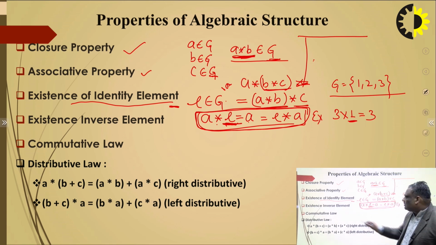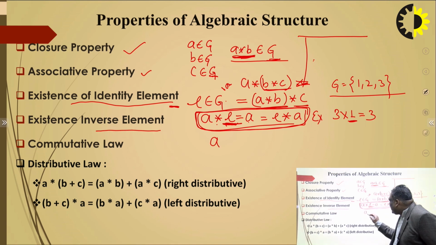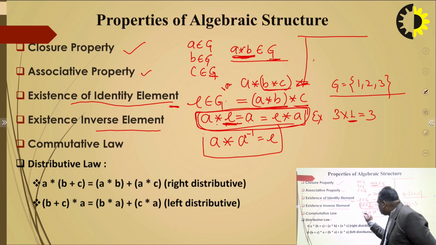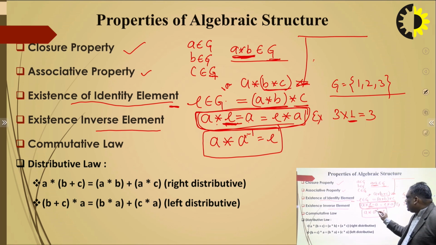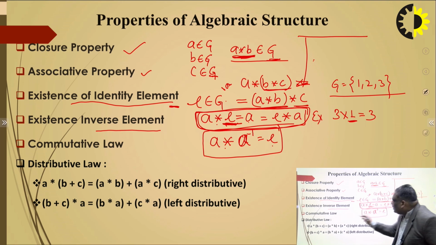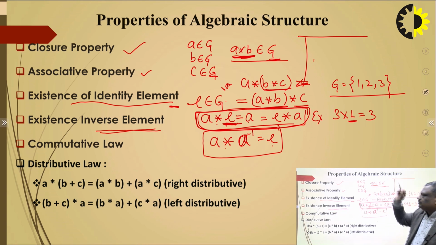Existence of inverse. That means when A binary operation A inverse equals E, if we have this law, A binary operation A inverse equal to E, then we have the inverse property.